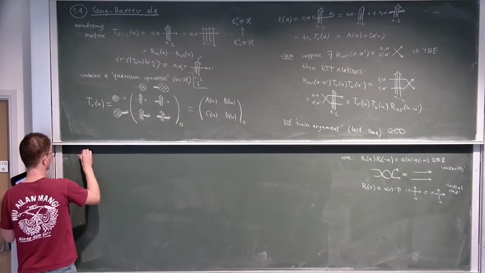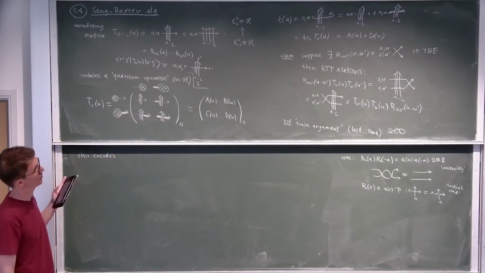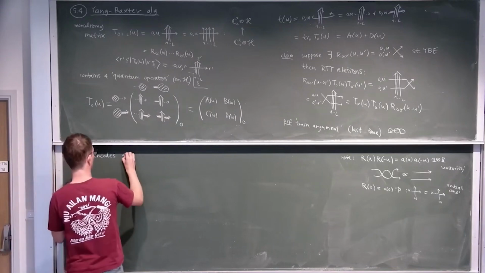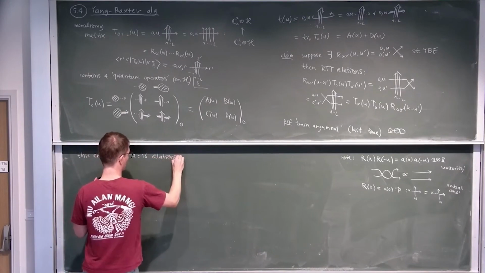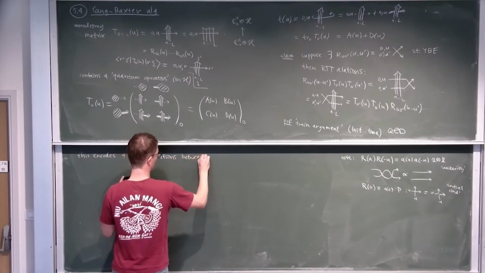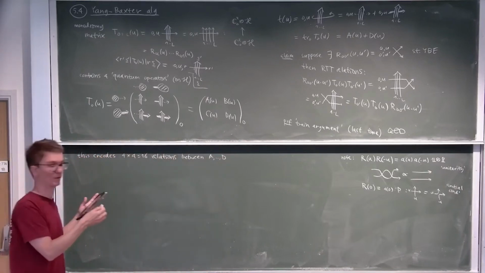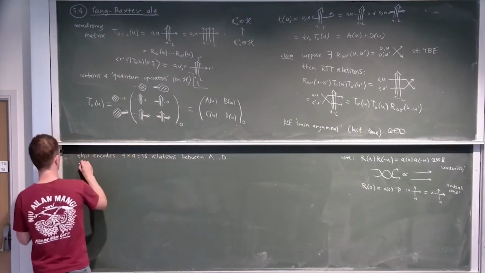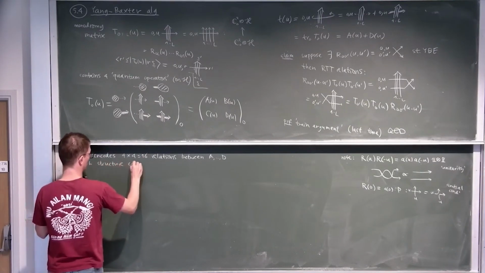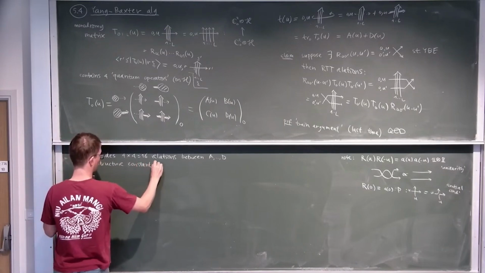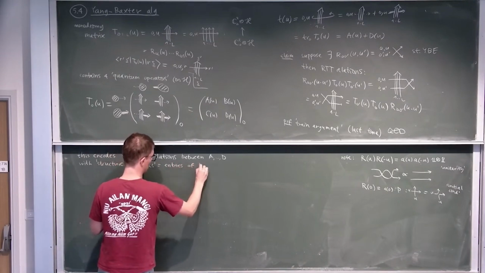So this encodes a relation on two auxiliary spaces. We have a four-dimensional space, so it encodes 4 by 4, 16 different relations between our A, B, C, and D operators, with coefficients that come from the R matrices, so with structure constants, let's say, which are equal to entries of this auxiliary R matrix.